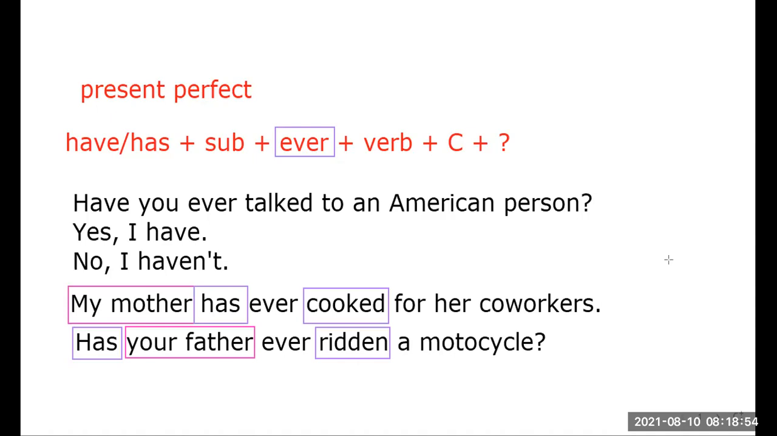And what about never? Something that you have never done or you have never had. I have never bought beers in the supermarket. Okay, very good. Catherine.